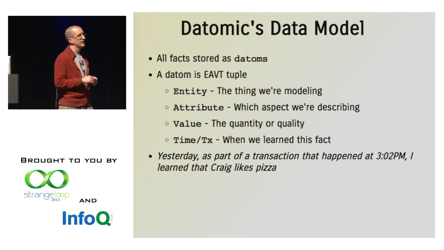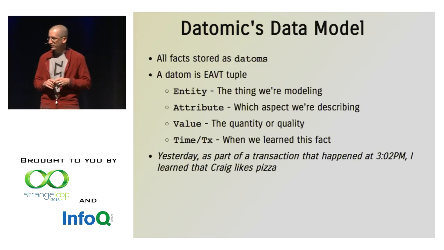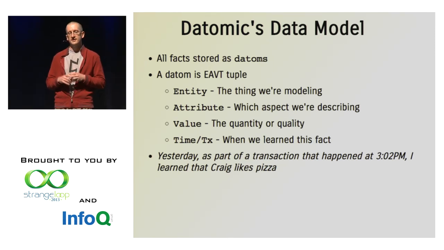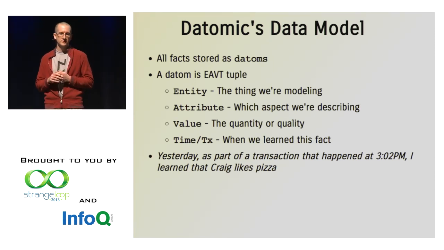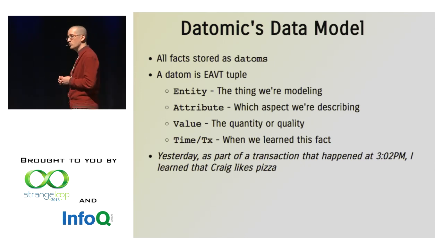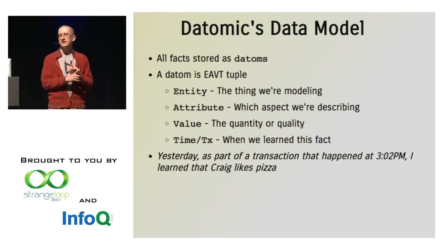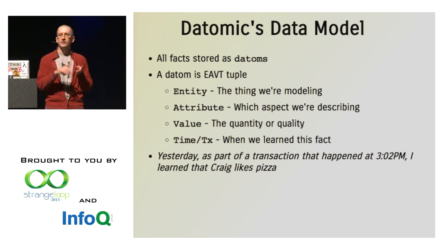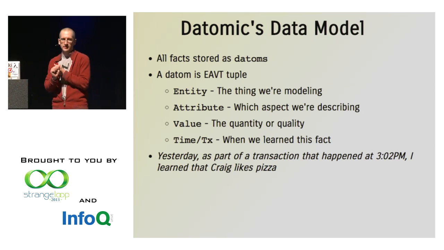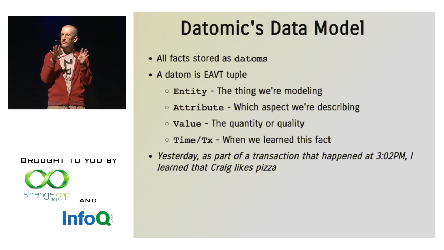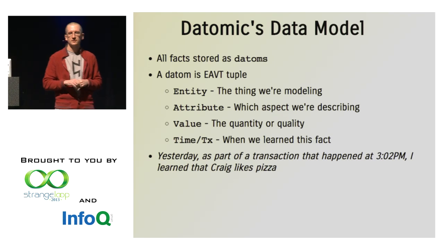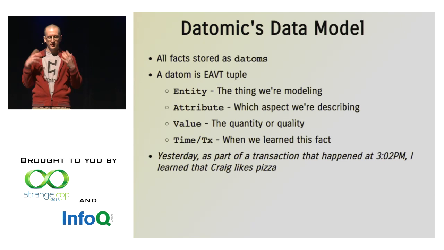So let's dive down a little bit. How does Datomic see the world? It sees a database as a collection of datums, where each datum is a tuple, and the tuple has, to a first order, four aspects: the entity, attribute, value, and the time. Now, the entity is the thing that we're modeling. It's roughly analogous to a row in a rectangular database. Or if you're an RDF person, subject, predicate, object, this would be the subject. It's the thing we're talking about.